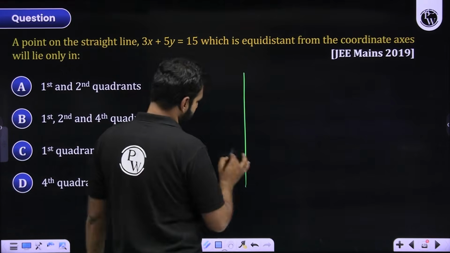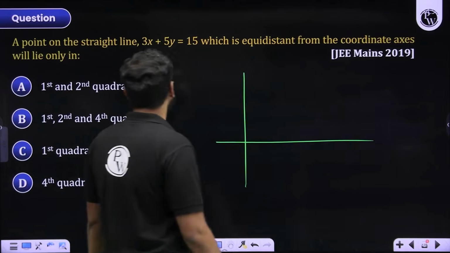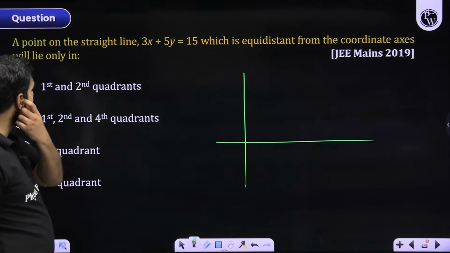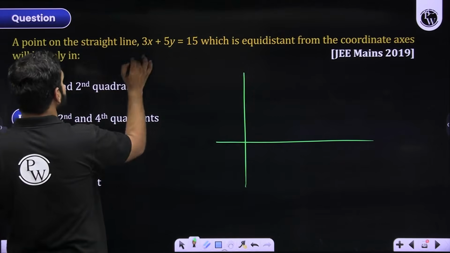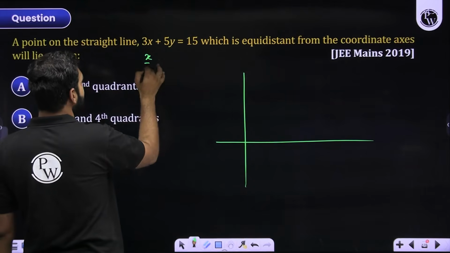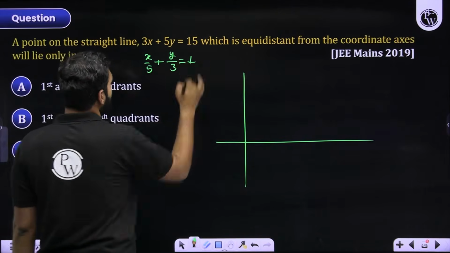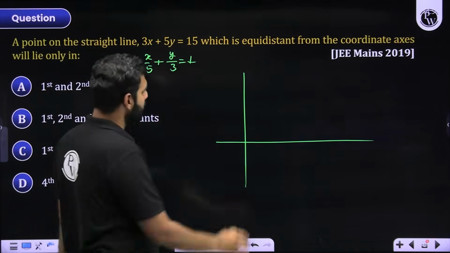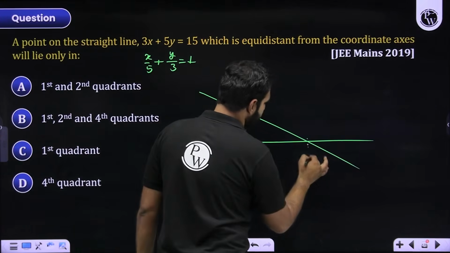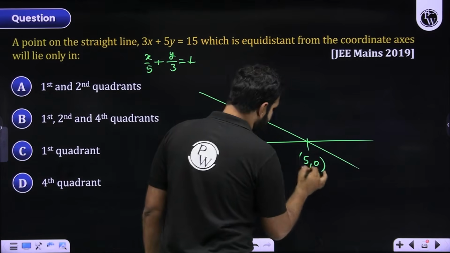So there is a straight line, right? If I could convert it into intercept form, it is going to be 3x by 15, which is x by 5, plus 5y by 15, which is y by 3, is equal to 1, which means 5 comma 0 and 0 comma 3. So this is how the line will go. This is 5 comma 0 and this is 0 comma 3.